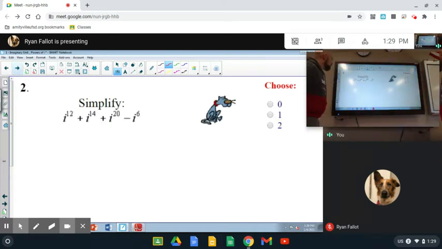What about this one? i to the 12th plus i to the 14th plus i to the 20th minus i to the 6th. Pause it, take a minute, simplify them, and see what you can get this down to.